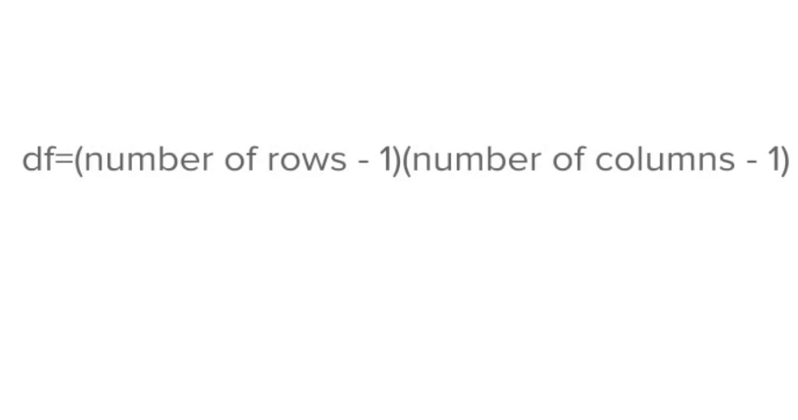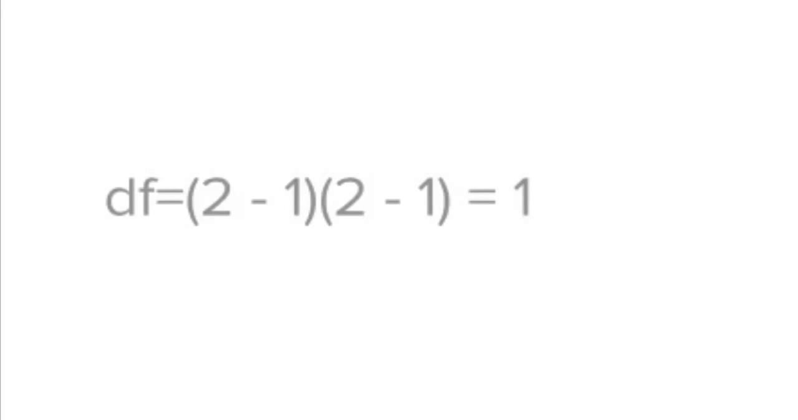To find P, we will first have to calculate our degrees of freedom. To find our degrees of freedom, we will use this formula. df is equal to the number of rows minus 1 times the number of columns minus 1. Since we have 2 rows and 2 columns, our degrees of freedom is 1.